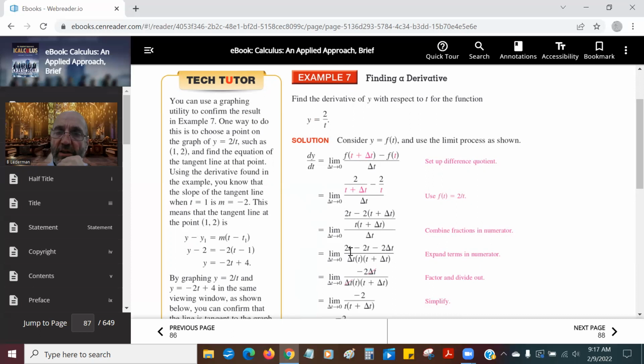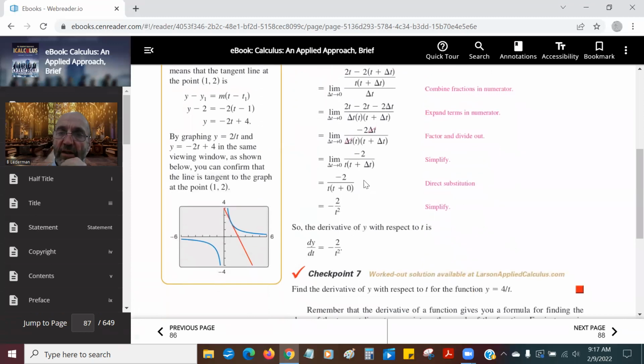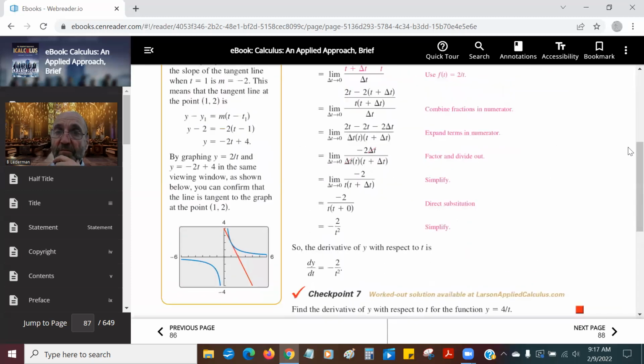Anyway, notice that the 2t and the minus 2t cancel, and I have a delta t on top and bottom, which is going to cancel out. And then this delta t here is basically going to go to 0. So I have negative 2 over what becomes just t squared, because t times t plus 0 is just t squared. So the derivative is negative 2 over t squared, and that's pretty cool and awesome.